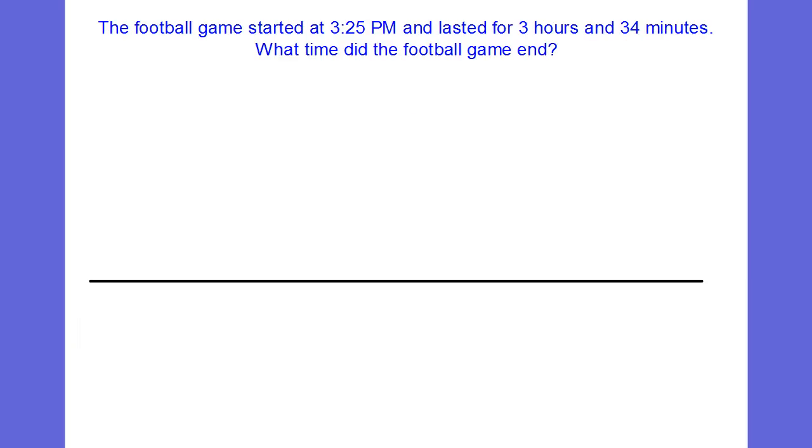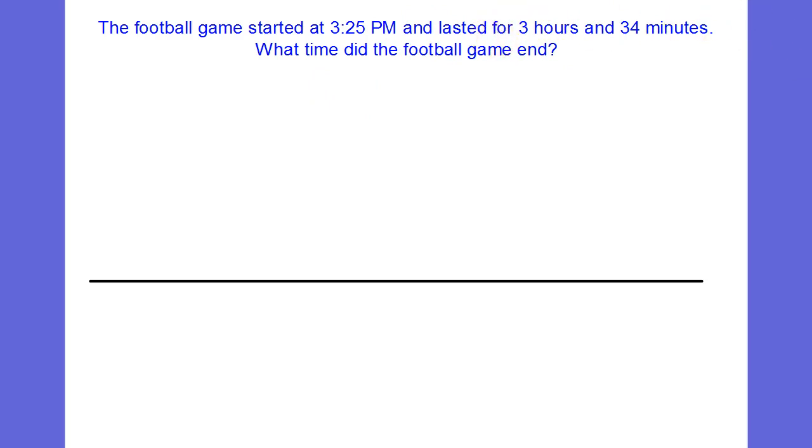Okay, now the next type of question is a little bit different. Let's look at it really quickly. In this question, we're given the starting time, and then we're told how long the football game lasts. Okay, and then we actually have to find the end time. So we're not given the beginning time and the end time and told to find the hours and minutes. We're given the beginning time and our hours and minutes. And we have to figure out when it ends. What time does it end?